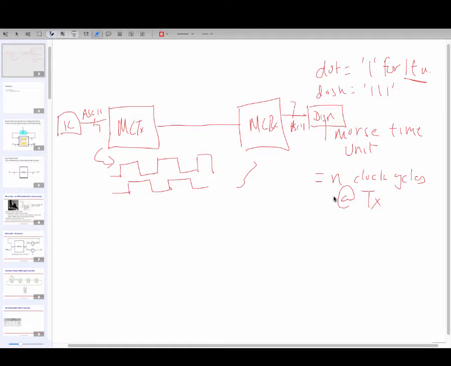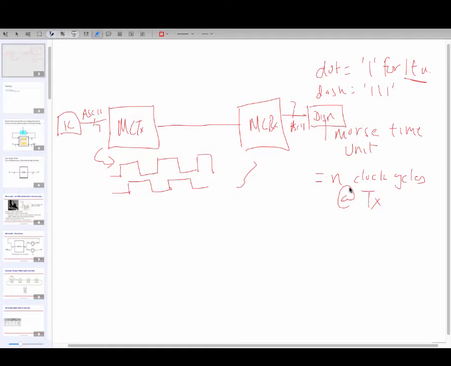the word HELLO, then between H and E and L, the spacing should be exactly the spacing between two letters, which is three Morse zeros. Okay, so three n clock cycles of zeros. Anything more will violate the intent.